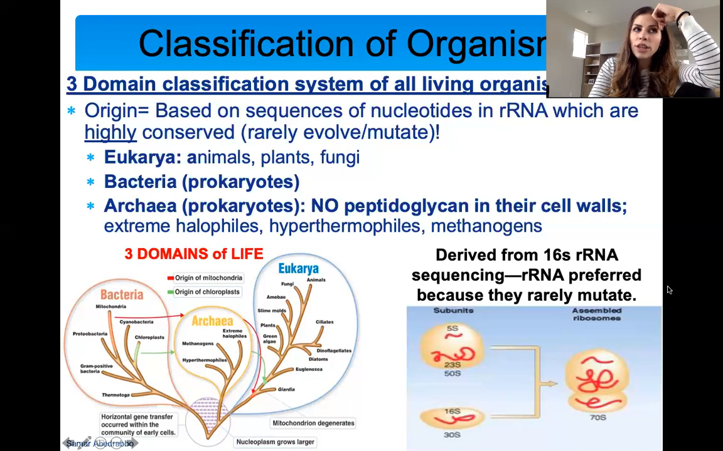And again, we look at this sequence specifically because they rarely mutate. So you know that as the years go on, you can always reliably sequence the ribosomal RNA sequence and classify organisms as bacteria, archaea, or eukarya.